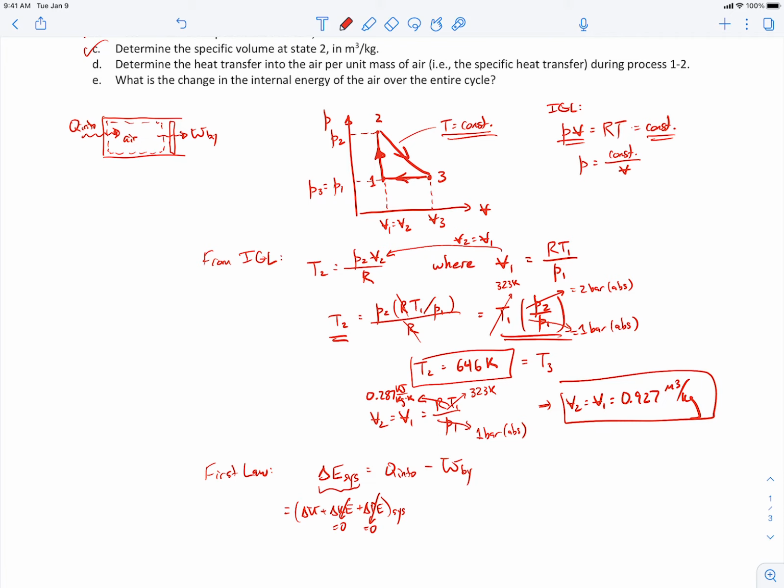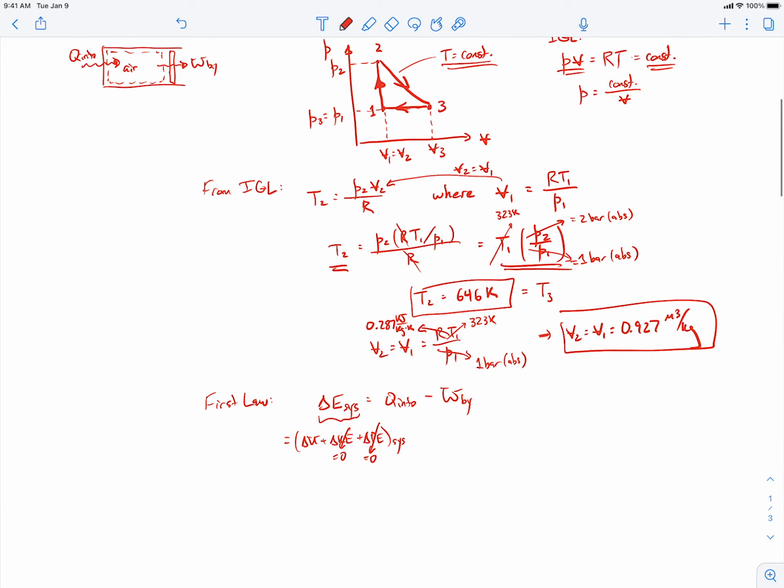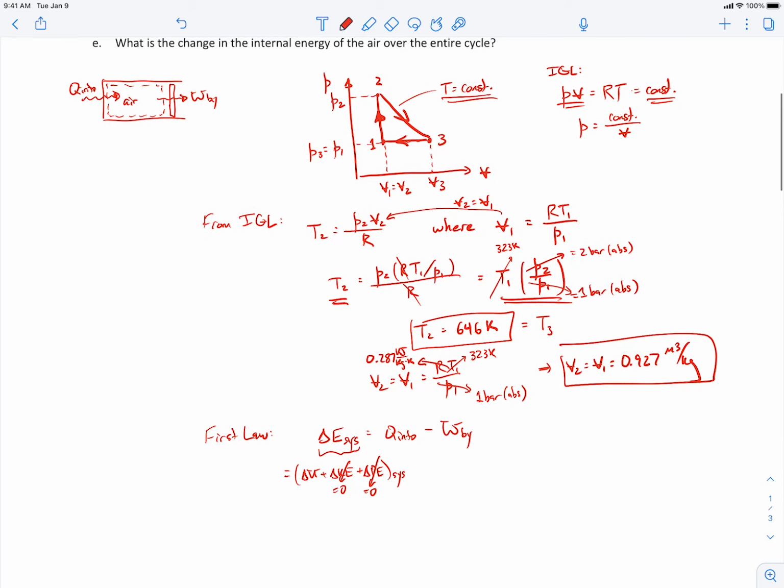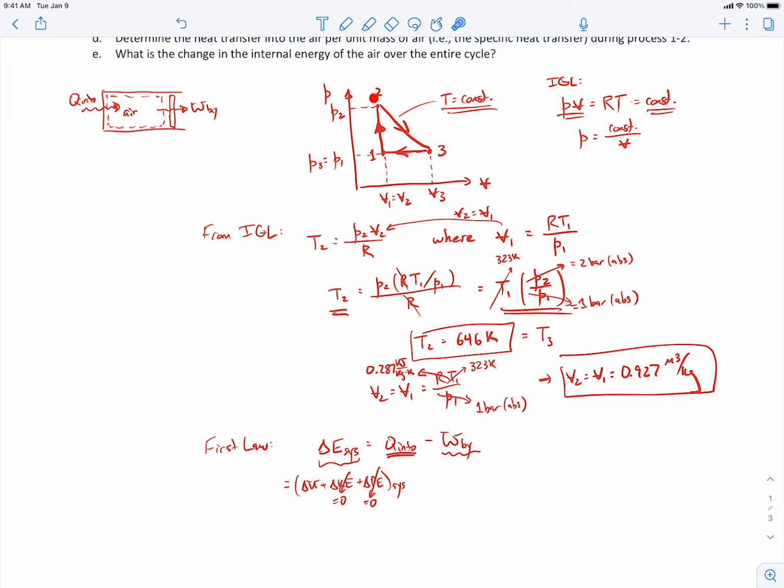Okay, so that means that we'll just have a change in the internal energy. The heat transfer is what we're trying to find. The work done by the air in the process from 1 to 2 will be 0. And the reason I know that is because the specific volume remains constant. So that means there is no PDV work that's occurring. The piston isn't moving since the specific volume or the volume just remains constant.